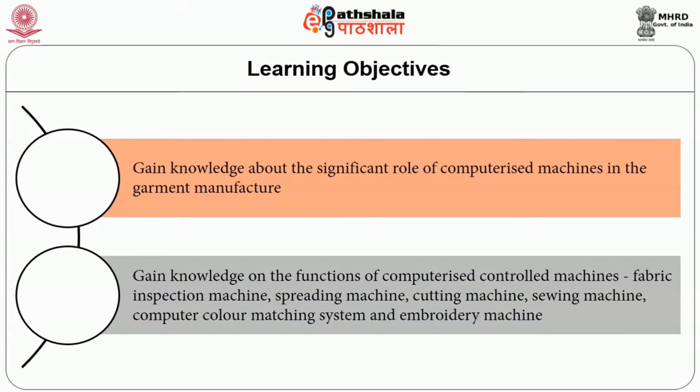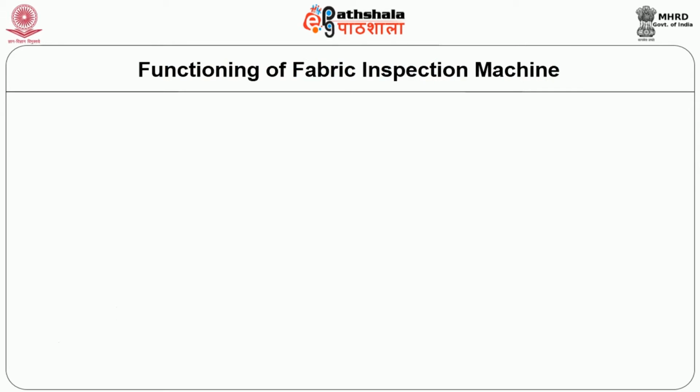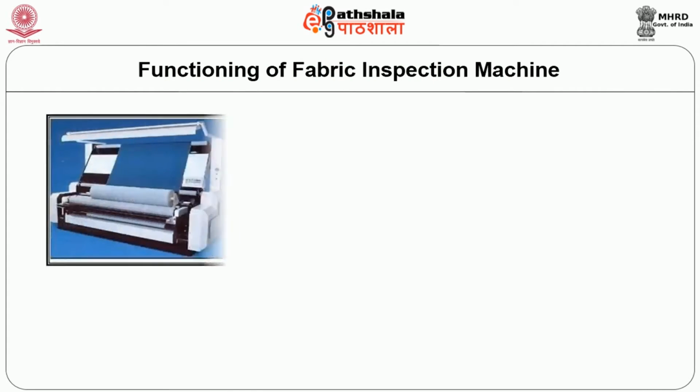At the end of this module, you will gain knowledge about the significant role of computerized machines in garment manufacture. You will also gain knowledge on the functions of computerized control machines, specifically the fabric inspection machine, spreading machine, cutting machine, sewing machine, computer controlled color matching system and the embroidery machine. First, we will learn about the functioning of the fabric inspection machine.